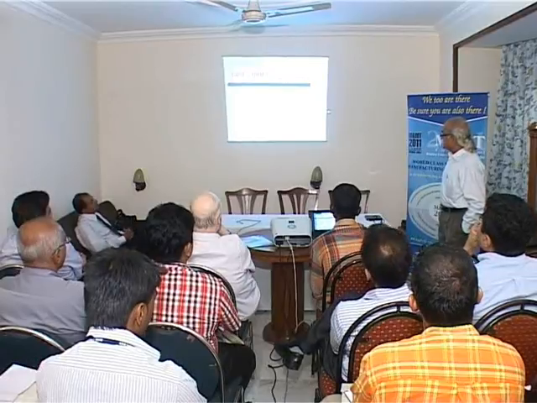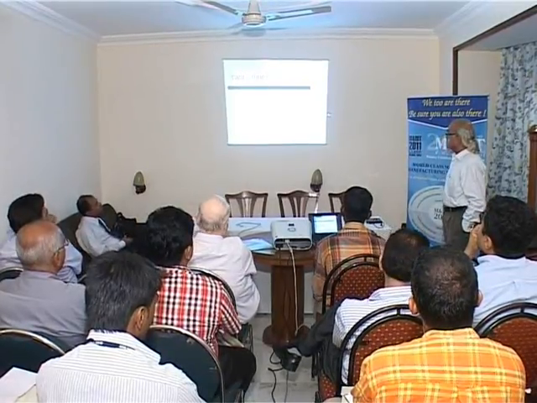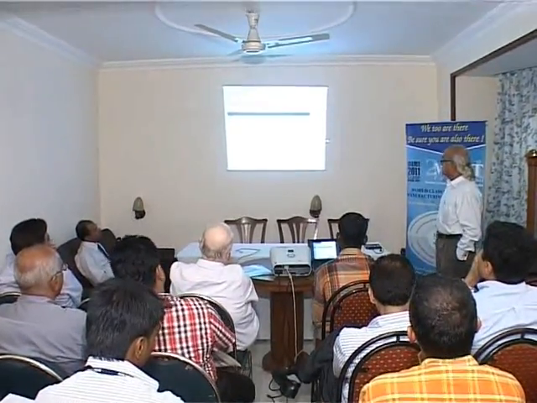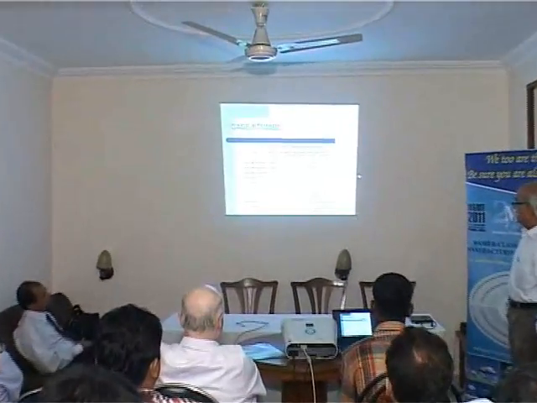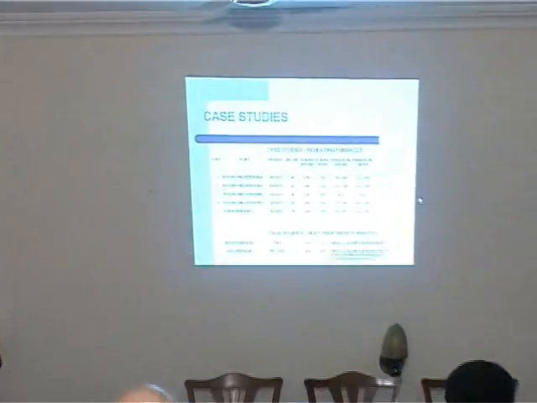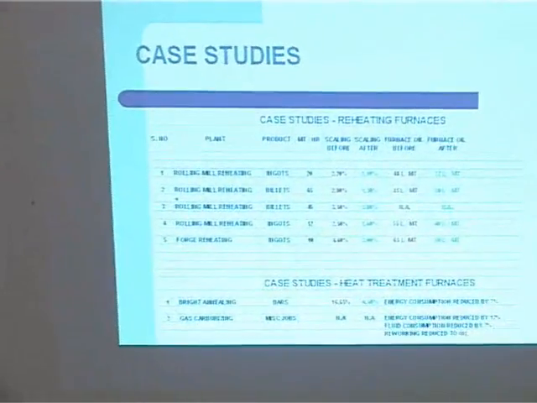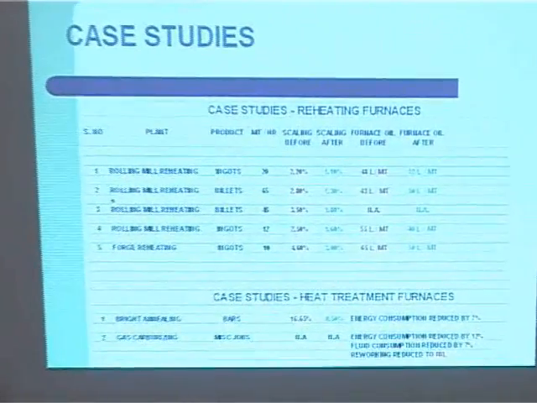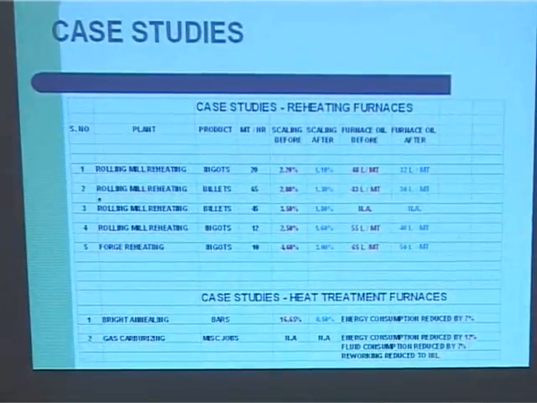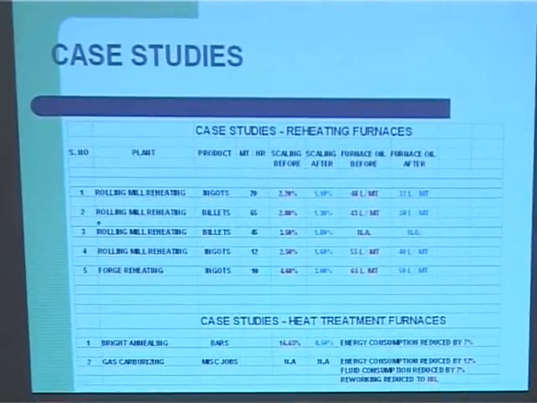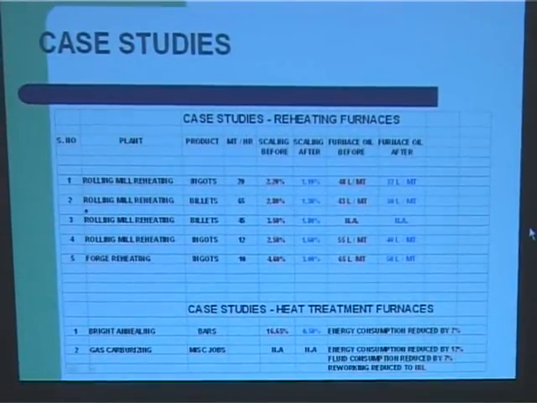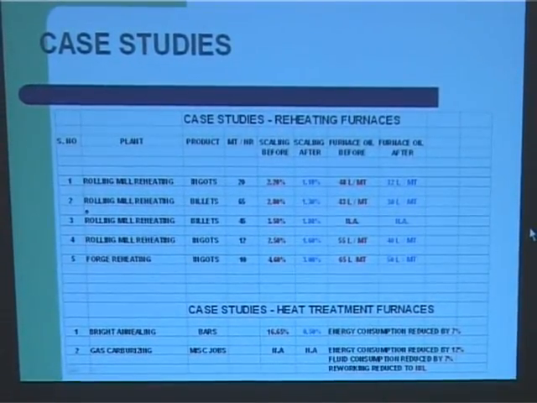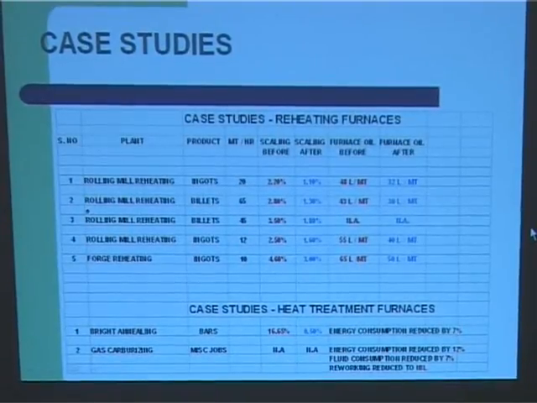These are some case studies which we have compiled. In a rolling mill reheating furnace, where they were heating ingots, before installing a zirconia system their scaling was about 2.2%, it came down to 1.1%. Simultaneously, oil consumption came down from 48 to 32 liters. And in a forge reheating furnace, the scale loss came down from 4.6 to 3.0.